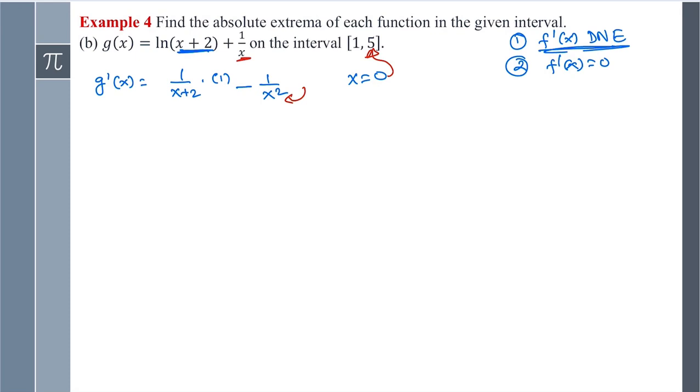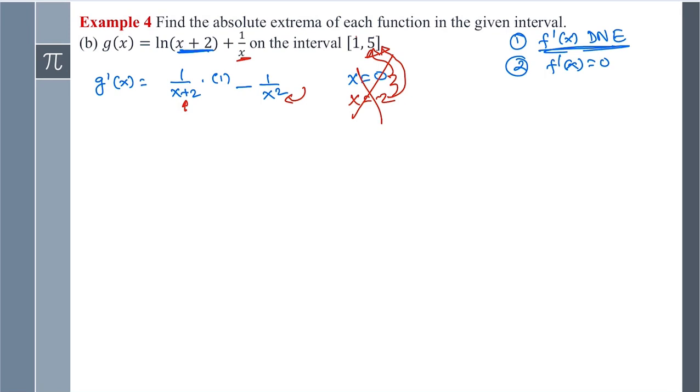Now, the other point that makes this derivative undefined is x equals negative 2, because if you put negative 2 here, then that makes 1 over 0, which is undefined. So the derivative does not exist at x equals negative 2. But again, that is not in the given interval. So we are only looking at the x values from 1 to 5. So none of these are in that interval, so we are not going to take those points.